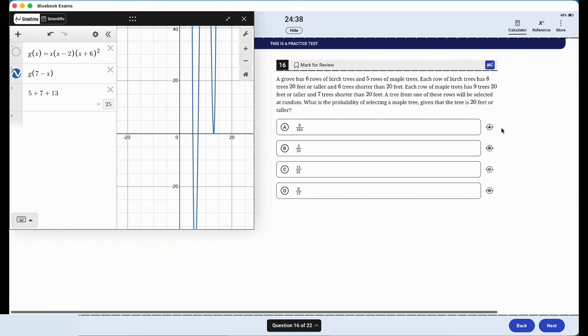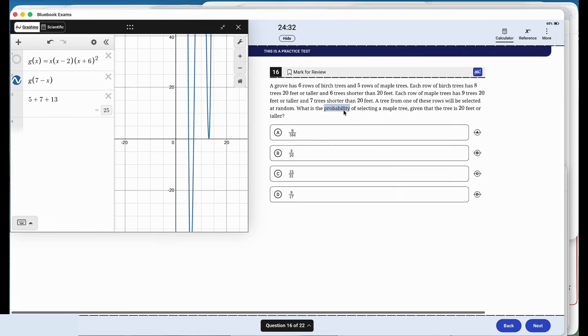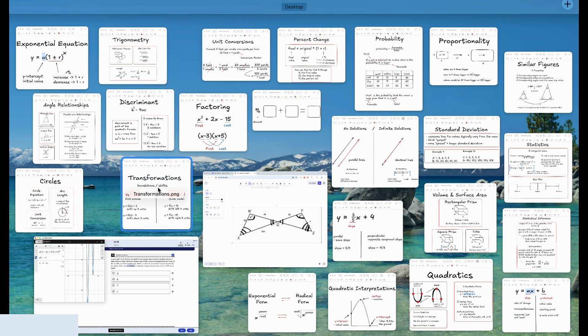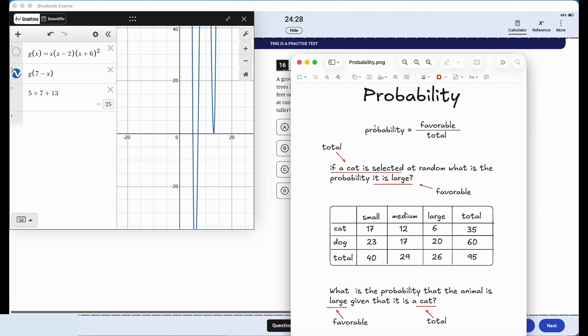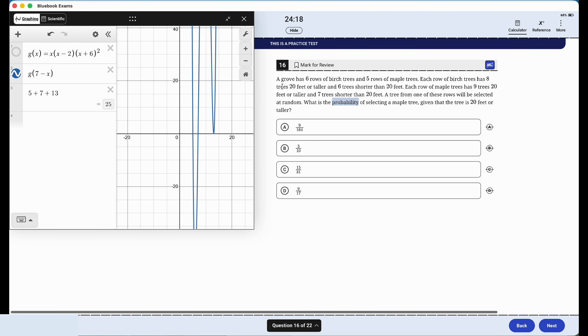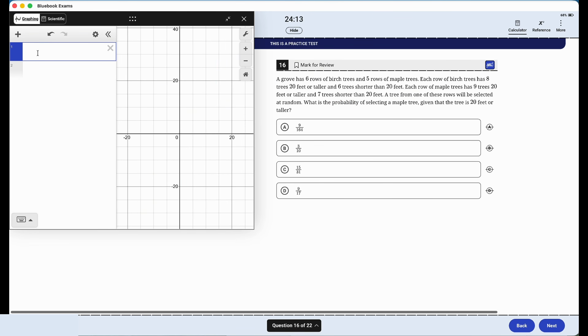A grove has 6 rows of birch trees, 5 rows of maple trees. Okay, so this is a probability question. Normally when you have probability, let's talk about that first. This one's a little annoying. Normally when you have probability, it'll be table probability, right? So you'll just have all the numbers in front of you and you just got to read it carefully and know what to pick, right? Here, this is annoying because they do not give you the table, so you got to write all this out. So we got birch, we got maple, right?